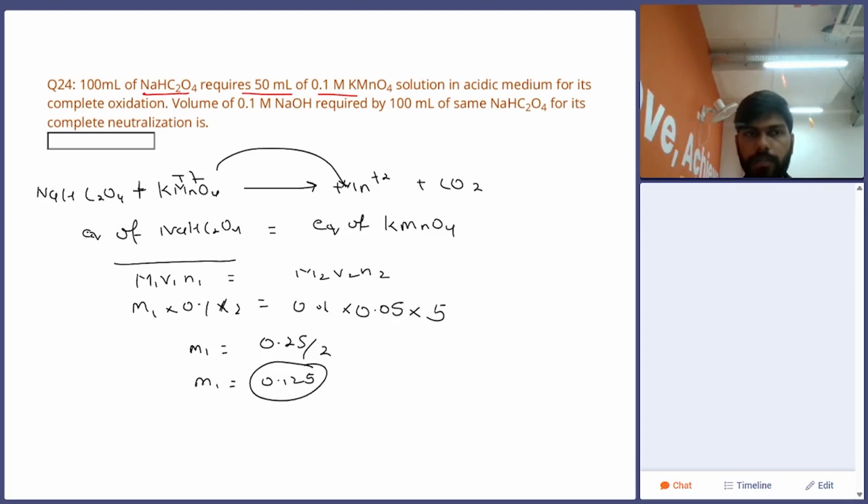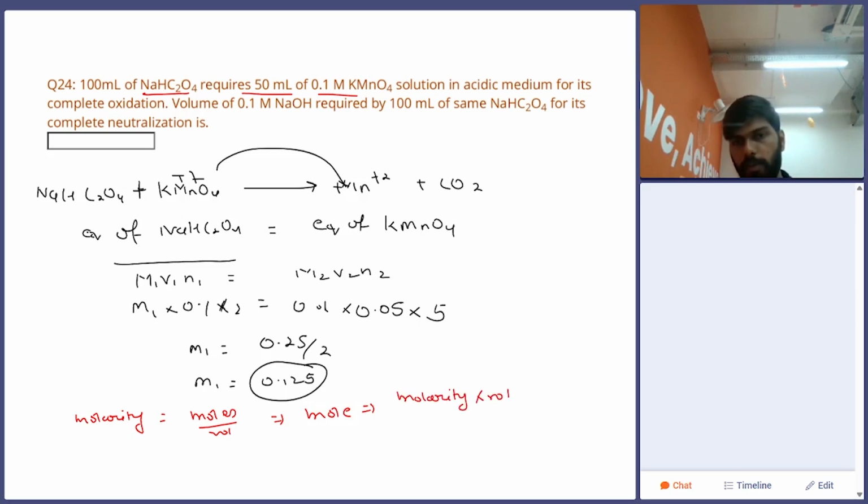So here you got the molarity. Now the next thing: molarity is equal to moles upon volume. So moles is equal to what? That is molarity into volume, right? Okay, students, molarity into volume. Now after that, in this condition, we can say moles of NaHC2O4 is equal to moles of sodium hydroxide NaOH, right?